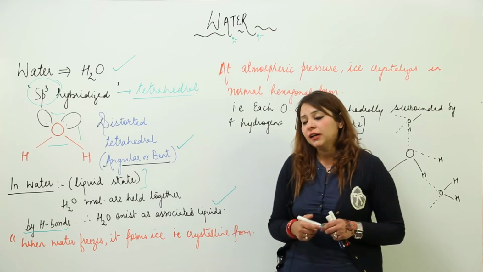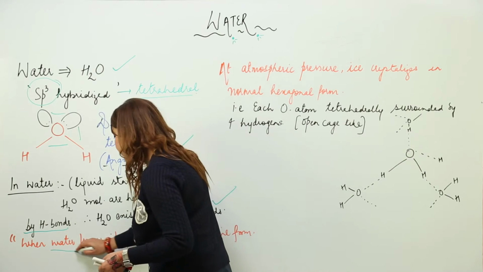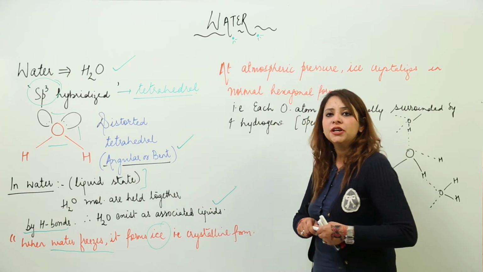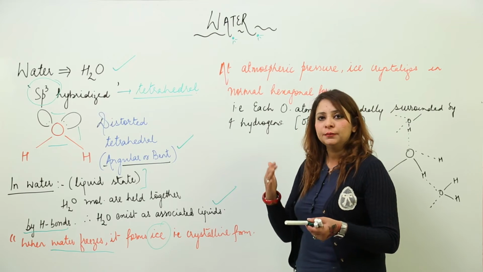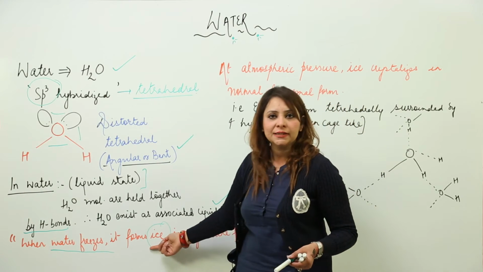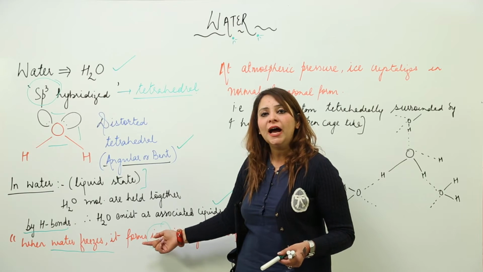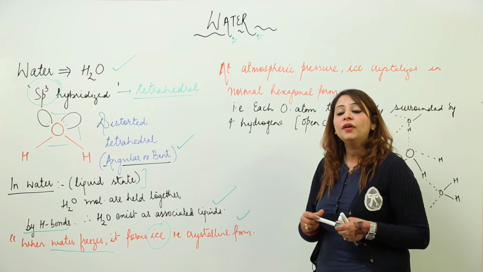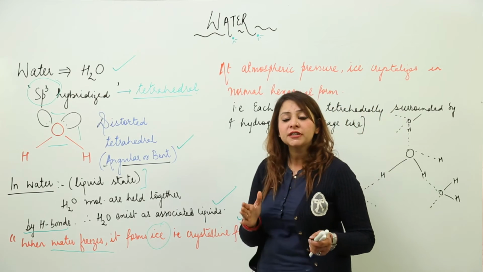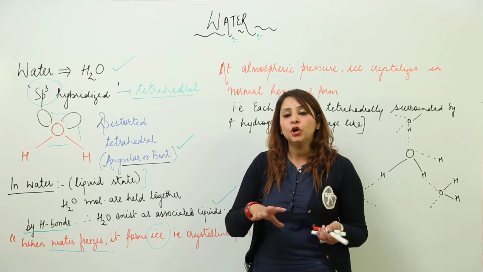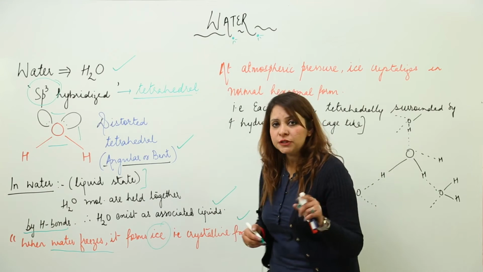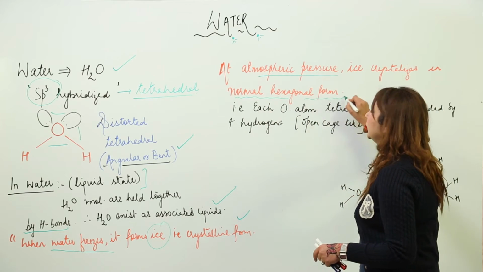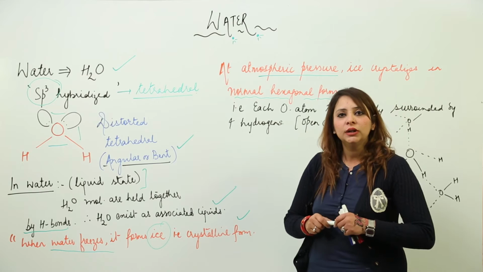But we know that when water freezes, it changes into ice. That means at low temperature, below zero, the form of water is ice. Now if you look at the structure of ice, it actually has a crystalline structure. We can have 9 types of crystalline forms of ice depending upon the conditions. But at atmospheric pressure, the structure of ice is hexagonal.